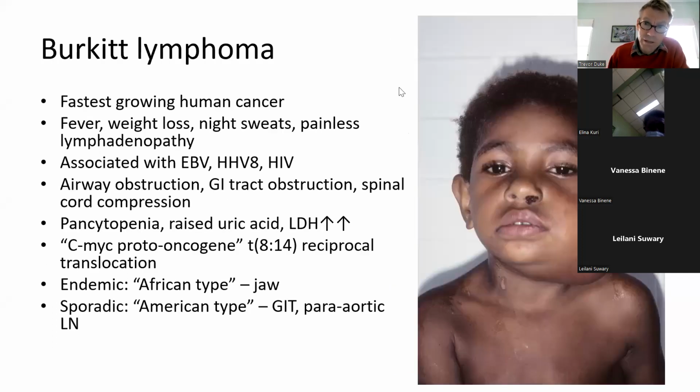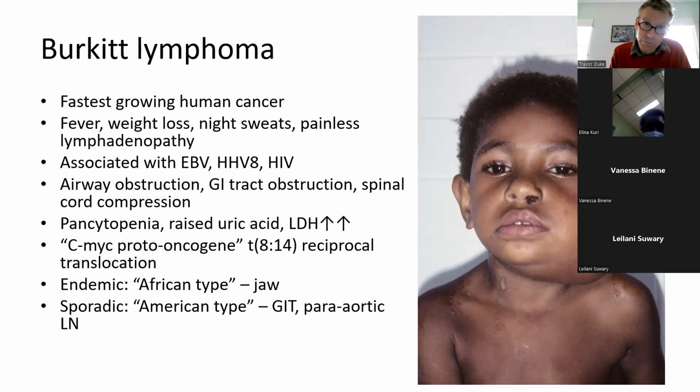I wanted to talk a bit about Burkitt lymphoma because it's common in PNG, and it's a very important cancer. Remember I said the lymphomas, you can have T-cell lymphoma, you can have Burkitt lymphoma. The other one is Hodgkin's disease. That's the other type of lymphoma. But Burkitt lymphoma is an important cancer because it is common in PNG. It's also the fastest growing human cancer. It's extraordinary how rapidly it divides and it increases in size.